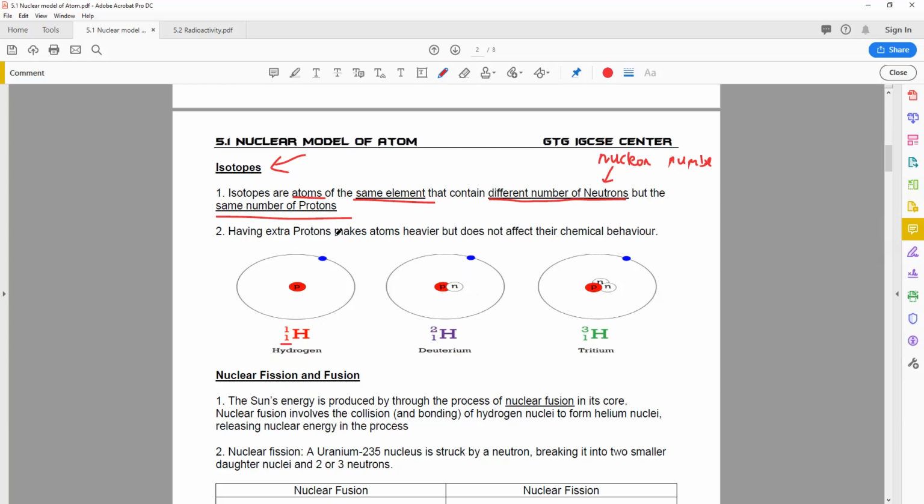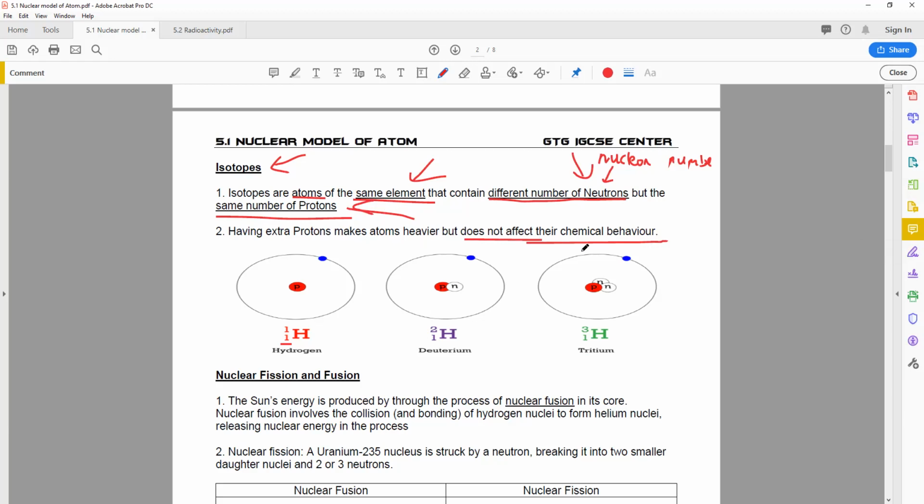Oh, by the way, in your exam, they love to ask you this and then they'll give you 2 marks. If they only give you 2 marks, then it's very straightforward. Just say same element, different neutron, but same proton, then it's good enough already. But if they give you 3 marks, guys, you're supposed to indicate that they have the same chemical properties or same chemical behavior. Having extra neutrons makes atoms heavier, but does not affect their chemical behavior. In other words, they have the same chemical properties, guys.